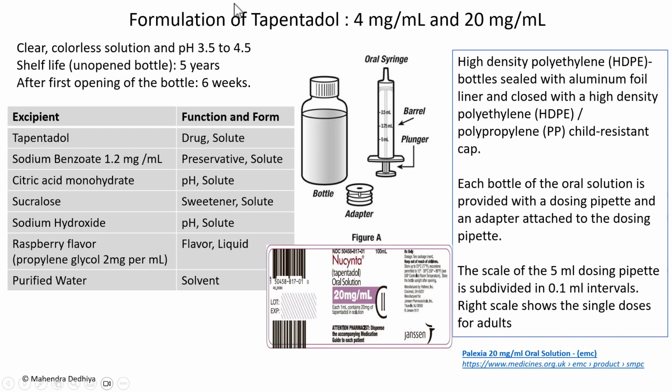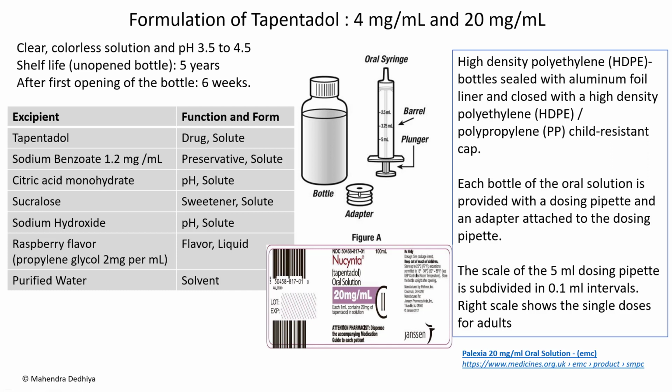The formulation of tapentadol, in this case, is 4 milligram and 20 milligram per ml. 20 milligram per ml is the commercial formulation. It is a clear and colorless solution with pH between 3.5 to 4.5. The shelf life of an unopened bottle of Nucenta or tapentadol oral solution is 5 years. After the opening of the bottle, it must be discarded after 6 weeks.